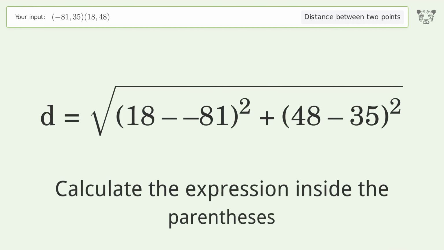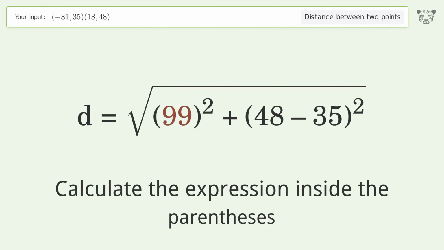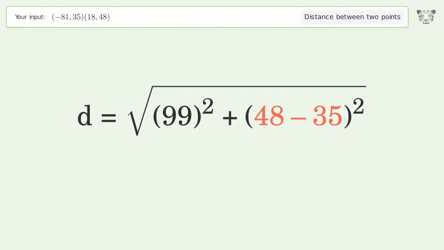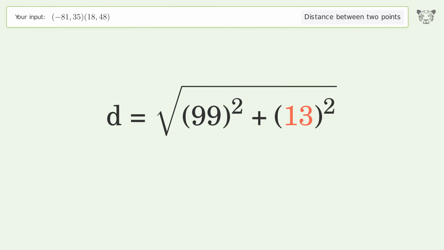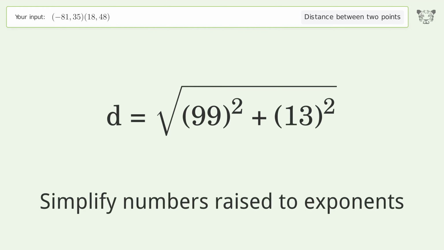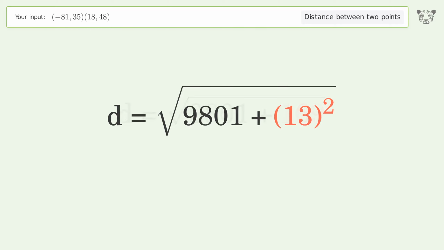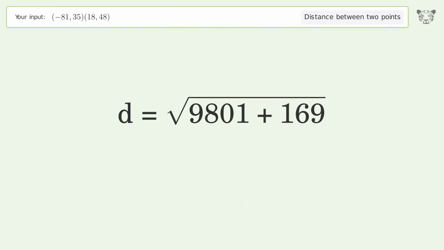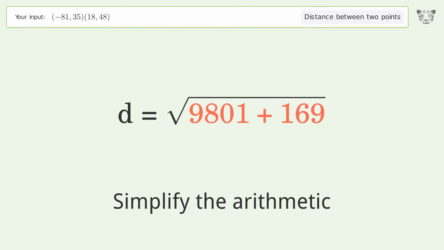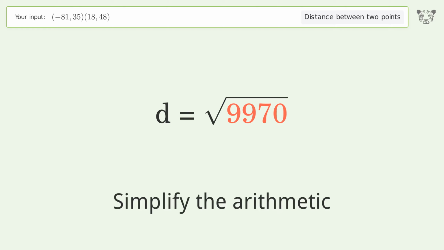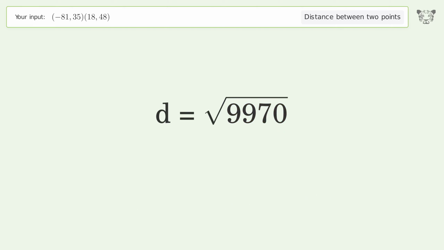Calculate the expression inside the parentheses. Simplify numbers raised to exponents. Simplify the arithmetic. And so the distance between the 2 points is the square root of 9,970, or 99.85.